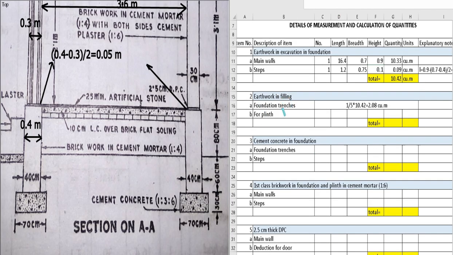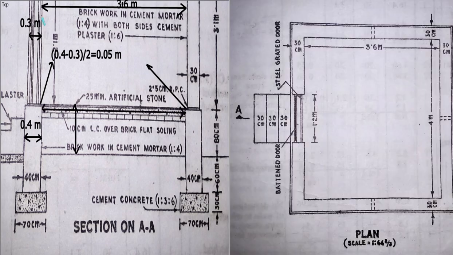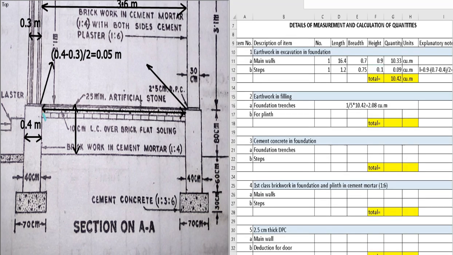Now we have to do the earthwork in filling for the plinth. We can see here the internal dimension of the room is 3.6 meter from this point to this point, but we have to do the earthwork in filling from this point to this point. That means we have to reduce this small portion and this small portion. For this we need to calculate this length. So we have the width of the wall as 0.4 meter, and above it, the superstructure wall width is 0.3 meter.